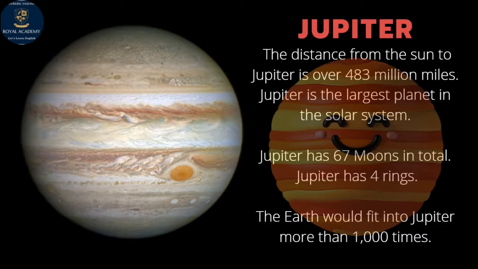Júpiter es el planeta más grande en el sistema solar. También tiene 67 lunas en total. Júpiter también tiene 4 anillos. Y la Tierra podría caber dentro de Júpiter más de 1000 veces.